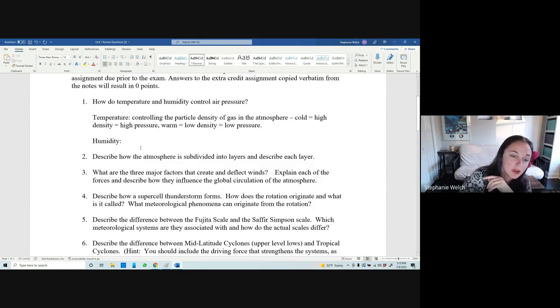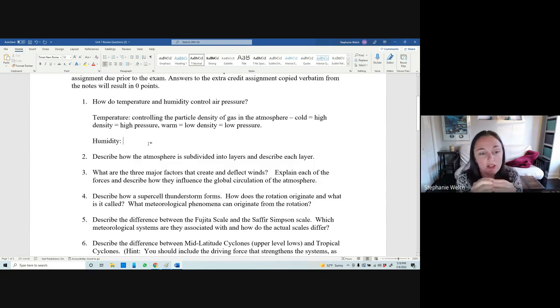The most important gas that is variable in the atmosphere, that might change in concentration from one location to the next, is humidity.